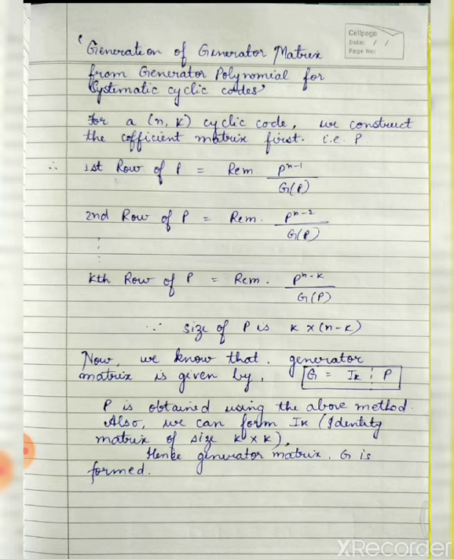Generation of generator matrix from generator polynomial for systematic cyclic codes. Now we are given a generator polynomial in the question, and the type of cyclic codes will be given, that is, whether the codes are systematic cyclic codes or non-systematic cyclic codes. It will be given in the question, and we have to generate the generator matrix using this generator polynomial. So this is the general structure of how we can generate the generator matrix from any given generator polynomial for systematic cyclic codes.